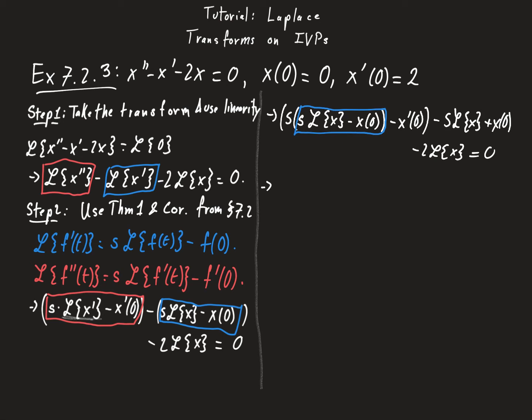All right, let's start simplifying a bit here. We've got s squared times the Laplace transform of x, minus s times x of 0, minus x prime of 0, minus s times the Laplace transform of x, plus x of 0, minus 2 times the Laplace transform of x is equal to 0. All right, we are now done with step 2.